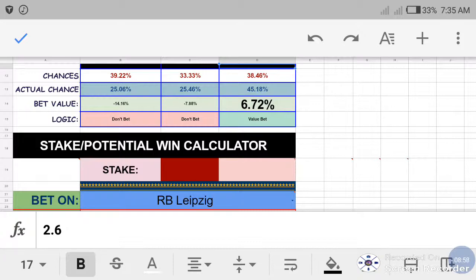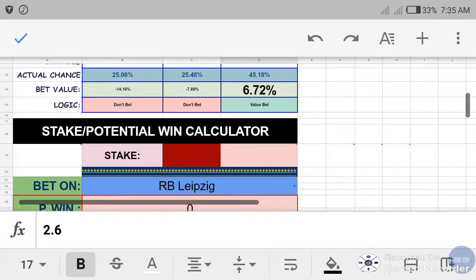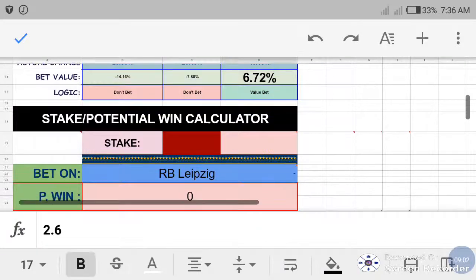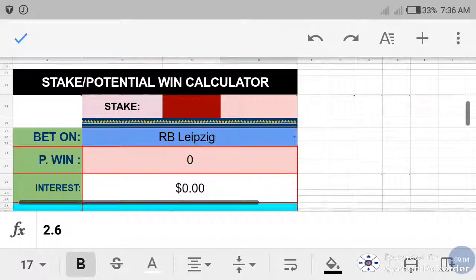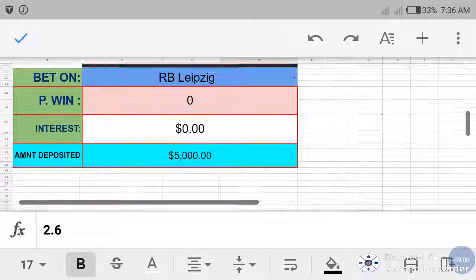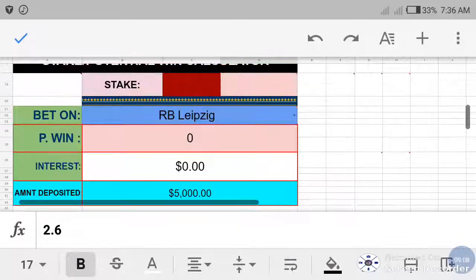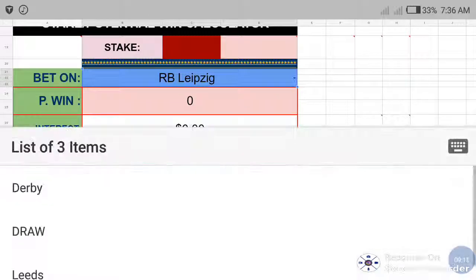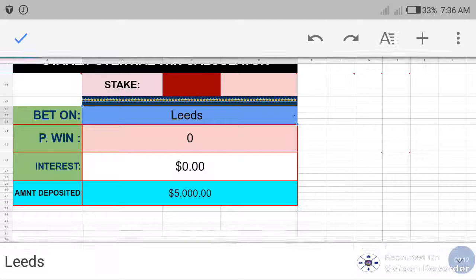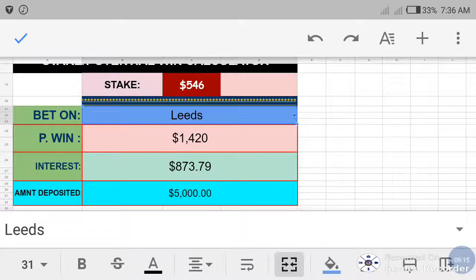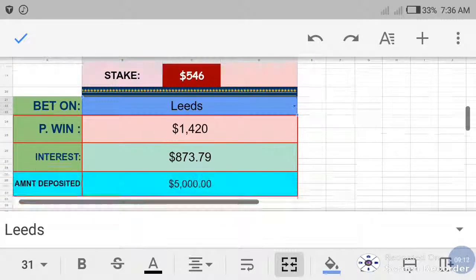But our model thinks Leeds has 45, giving us a value of 6.7%. So if you want to bet with a bankroll of 5,000, we are supposed to bet on Leeds. With Leeds, we are advised to stake 546 naira.